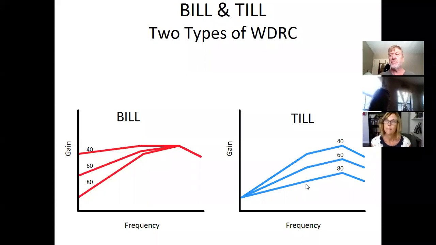But now let's look at Till. What the heck is Till? Well, that's the sister of Bill. Till is treble increase in gain for low levels, just like Bill is bass increase for low levels. Okay, with Till, the bass gain didn't change as inputs changed. Till hearing aids had a treble emphasis because most hearing loss is more in the treble. Most hearing loss is sloping, mild to moderate.